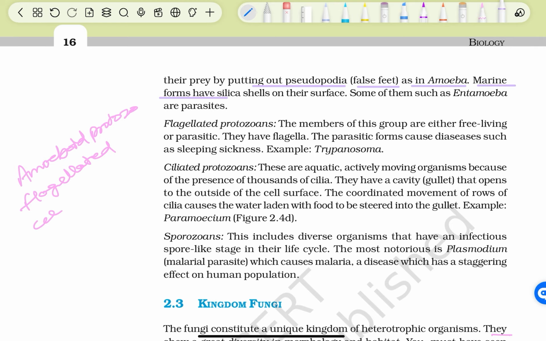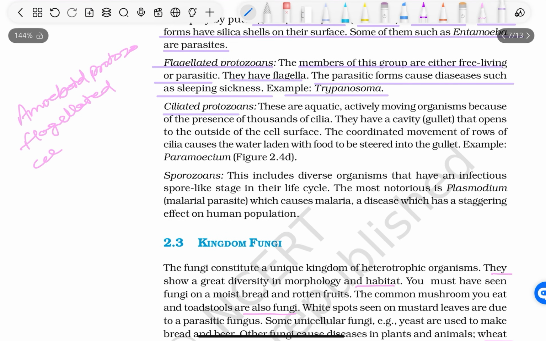Marine forms have silica shells on their surface. Some of them, such as Entamoeba, are parasites. Flagellated protozoans. The members of this group are either free-living or parasitic. They have flagella. The parasitic forms cause diseases such as sleeping sickness, for example Trypanosoma. Ciliated protozoans. These are aquatic, actively moving organisms.